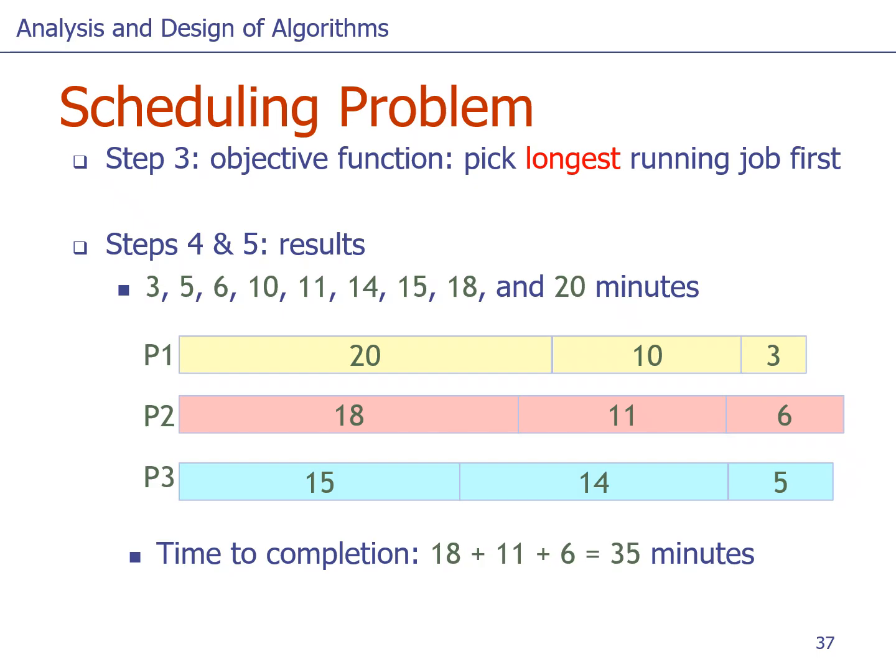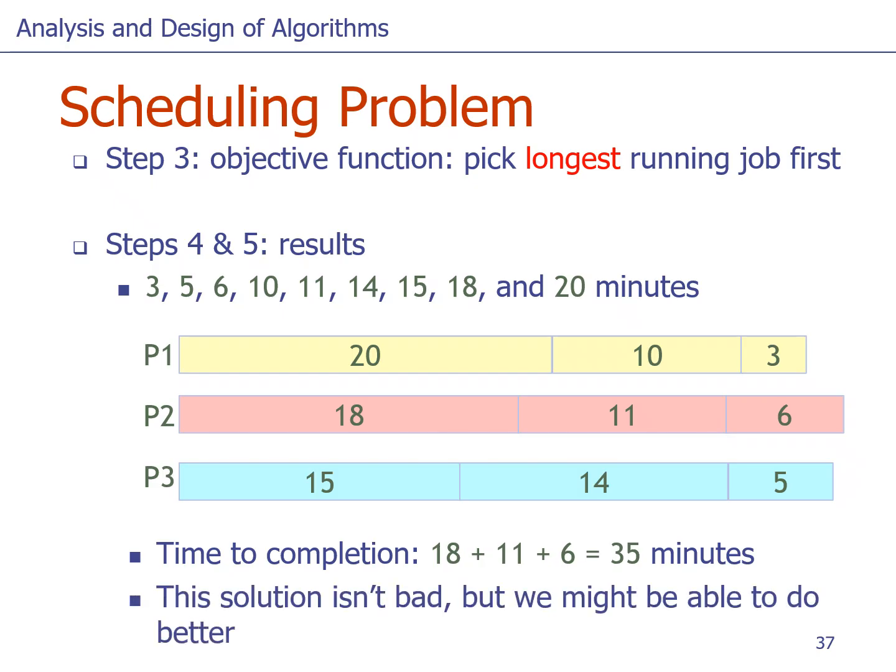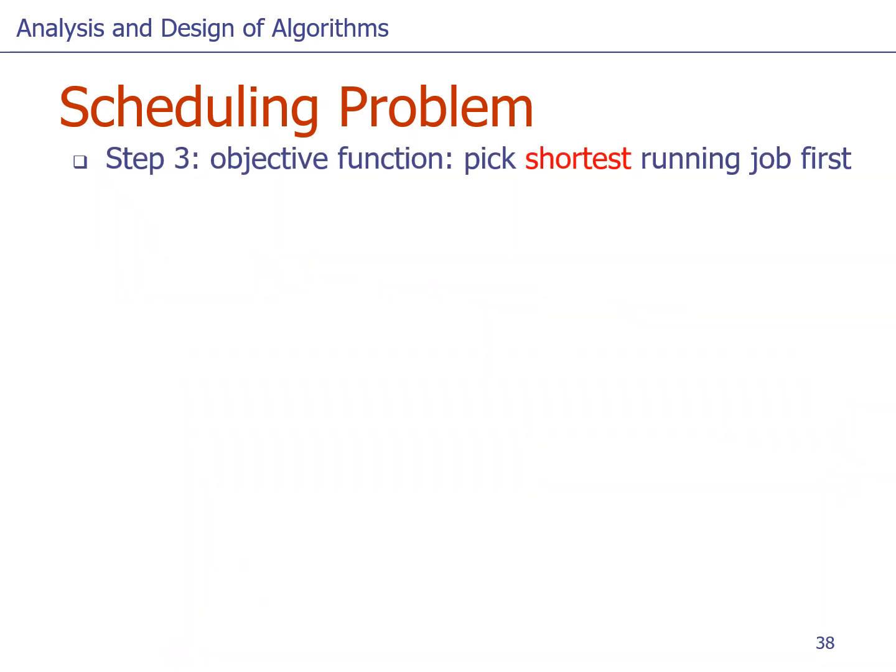Now, the total time to completion is going to be the time of the longest one, which is 18, plus 11 plus 6, which is 35 minutes. It's not a bad strategy, but the question is, is it optimal or not? And I will tell you it is not. We actually can do better, and let me show you.